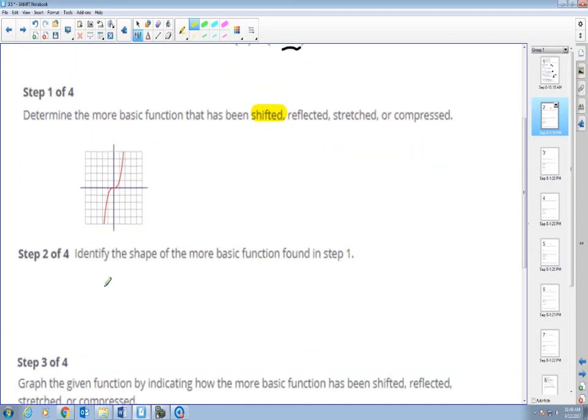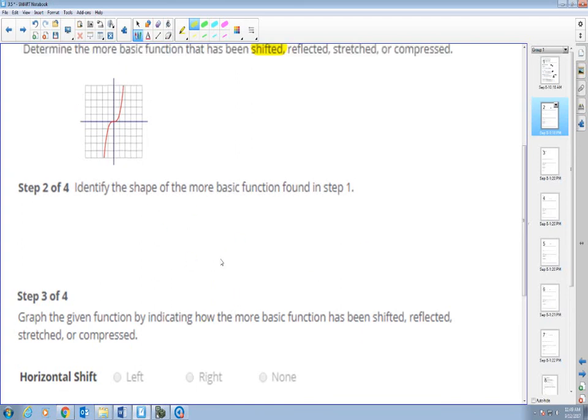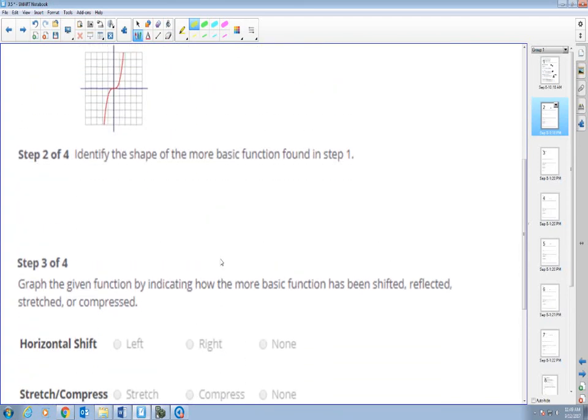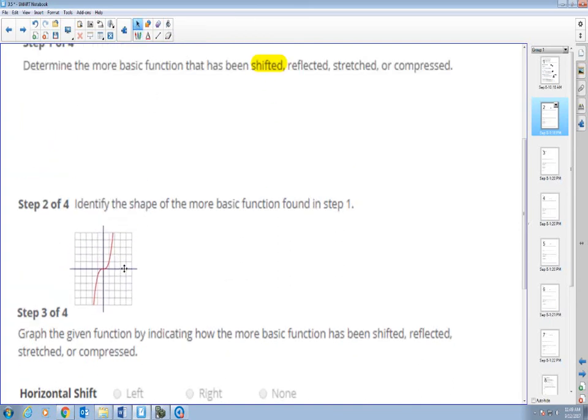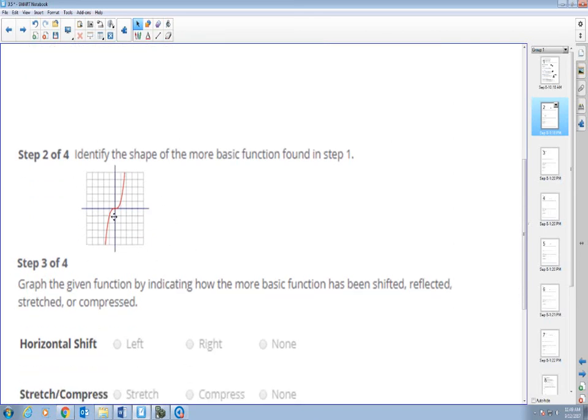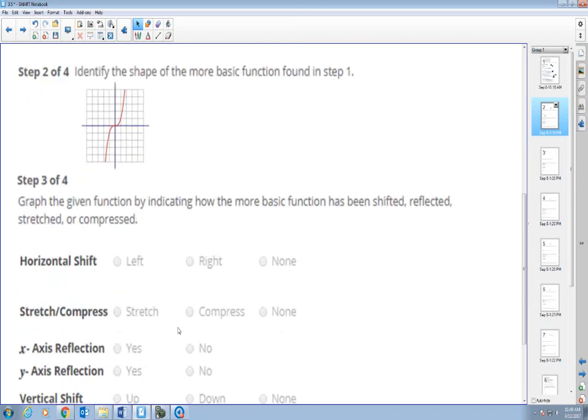All right, identify the shape of a more basic function from step number 1. So, I think this is a multiple choice type of problem. Let me switch it over. I'm going to put this graph right here for step number 2. This is the basic function. You get to select which graph.